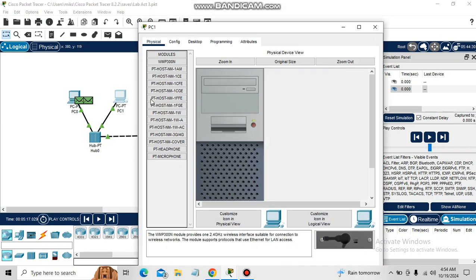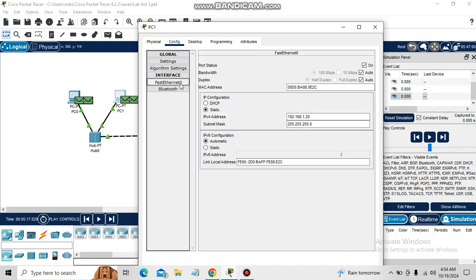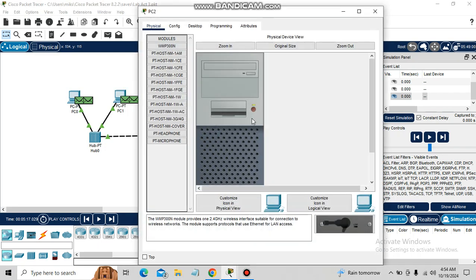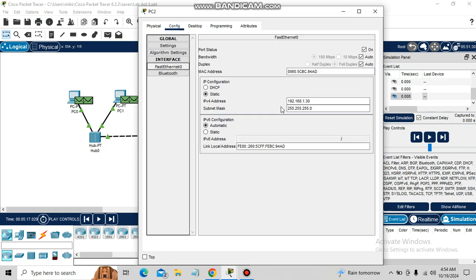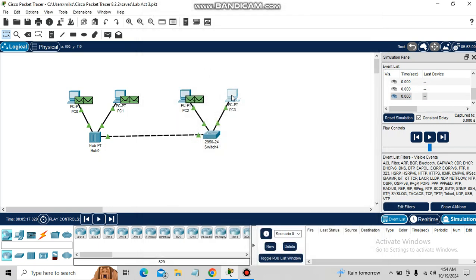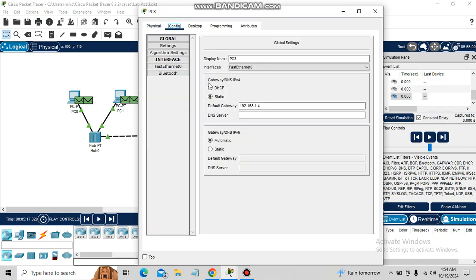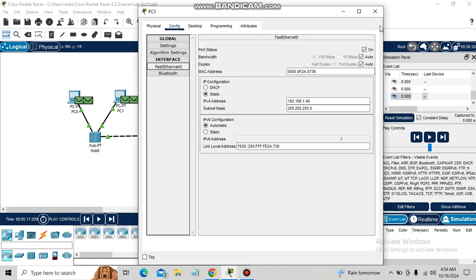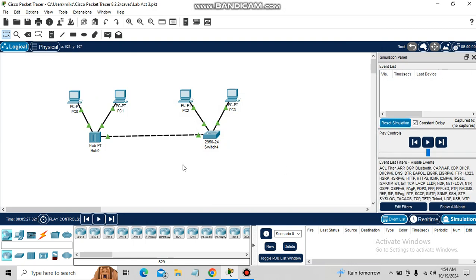And then for the second one, it's 192.168.1.2, then a zero. The third one is 192.168.1.3, and then the last one would obviously be 192.168.1.4. So let us simulate this. Hold on. Let us simulate this, and here we go.